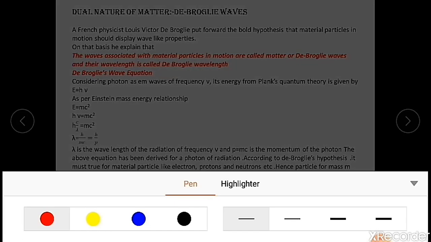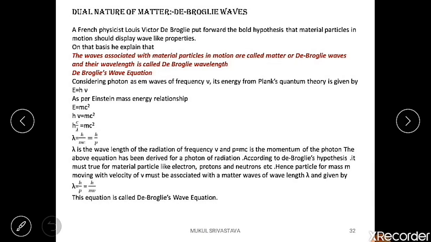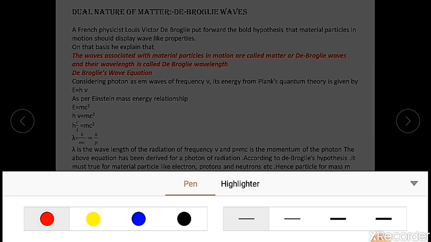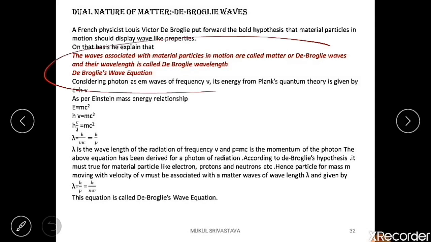The wave associated with the material particle in motion is called matter wave, as explained here. The waves associated with material particles in motion are called matter or de Broglie waves, and their wavelength is called de Broglie wavelength.